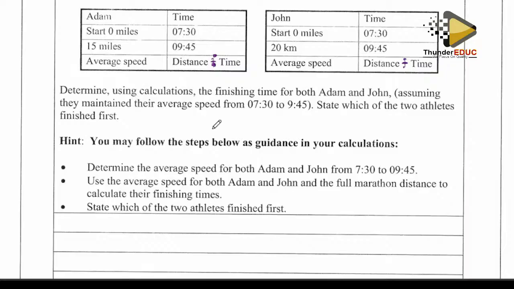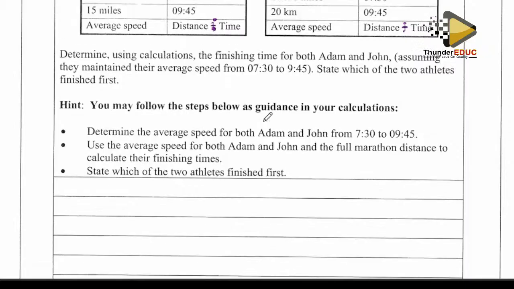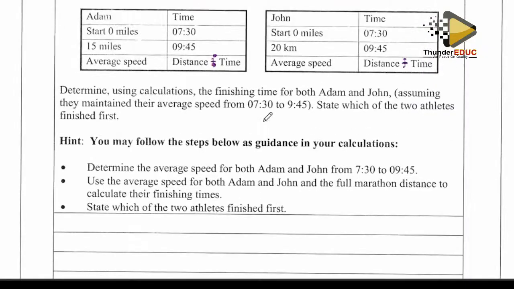Now, how do we tell that? First and foremost, it's the person who spent less time who finishes first. If anyone goes beyond the other person's time, that means the other one was late. Okay, they are giving us a hint: you may follow the steps below as guidance in your calculations.